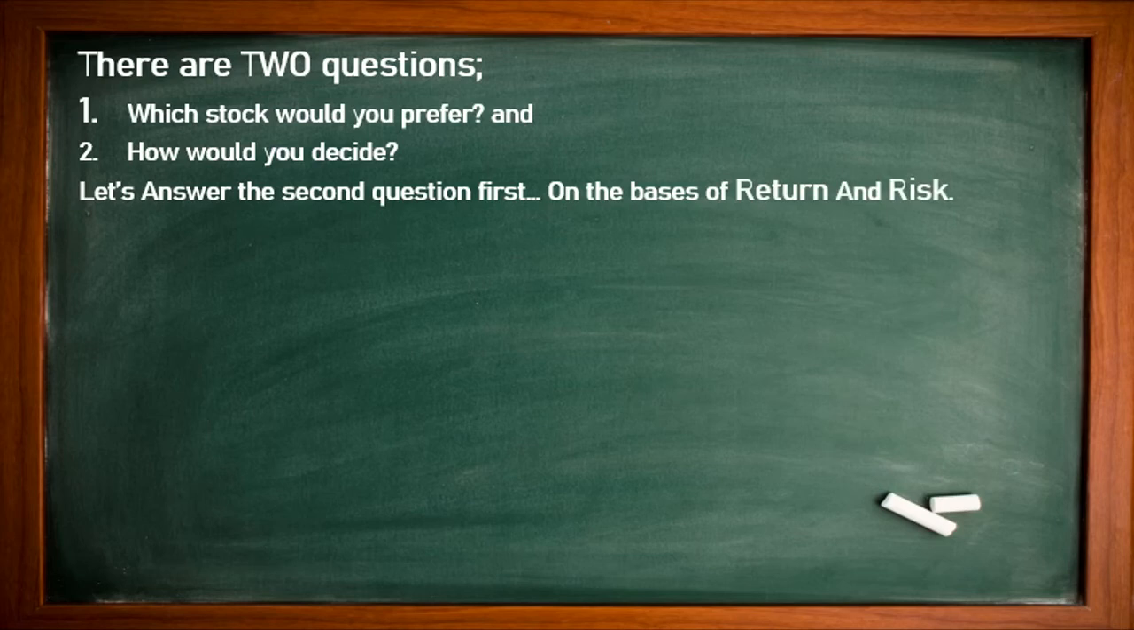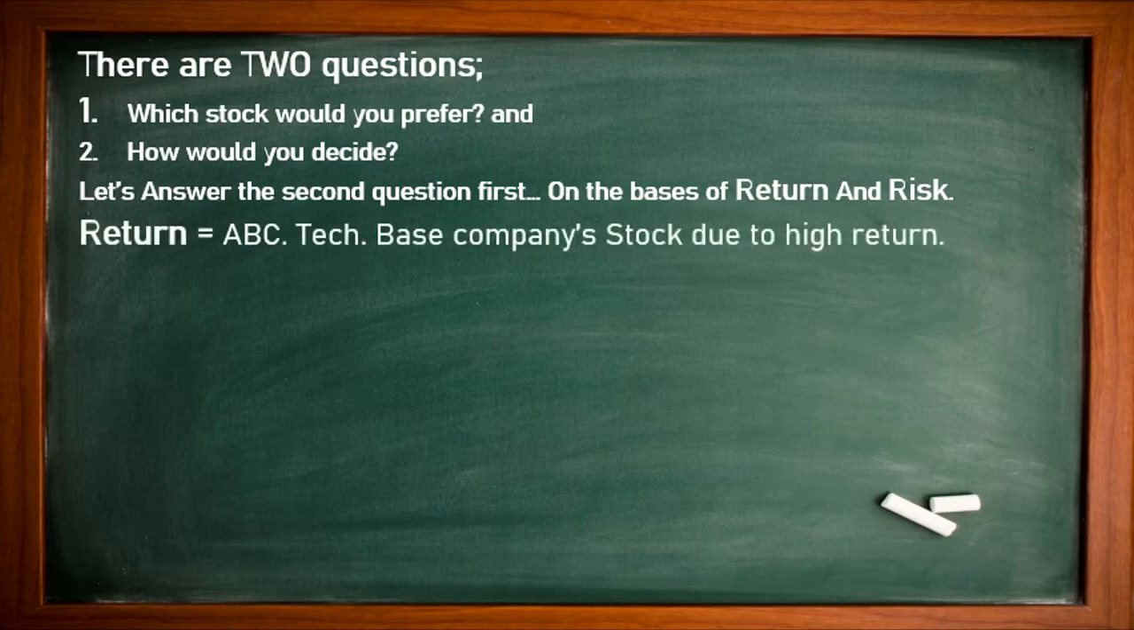Let's answer the second question first. We'll decide on the basis of return and risk. What is our return and what is our risk? We'll decide which project to invest in based on that. On return, the ABC technology based company's stock is preferred due to its high return. Suppose we are thinking of investing in the ABC technology based company because the return is high.